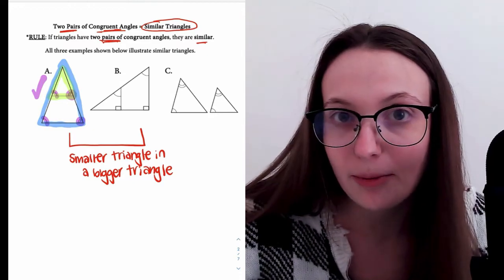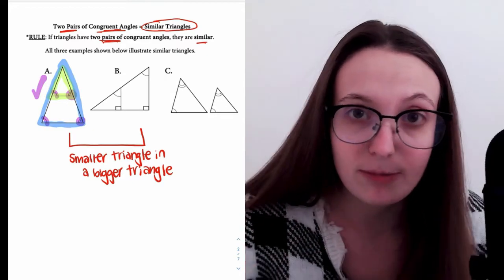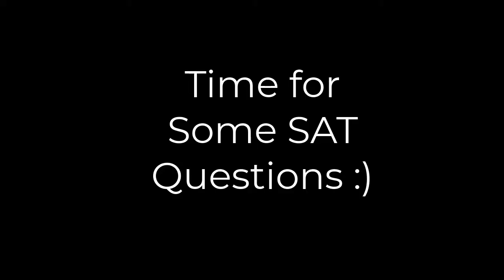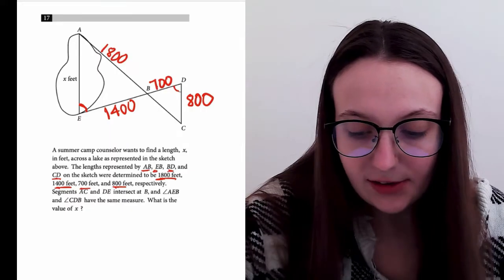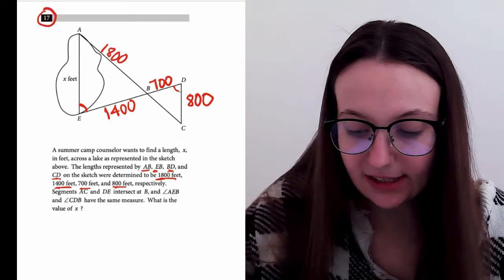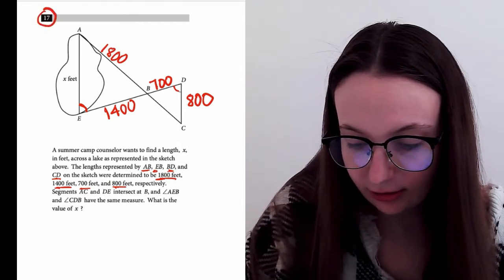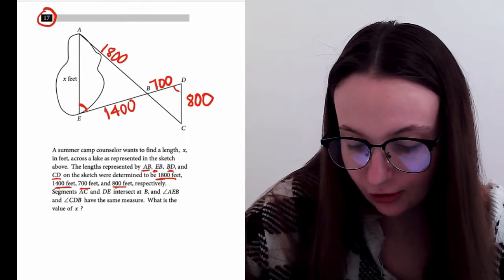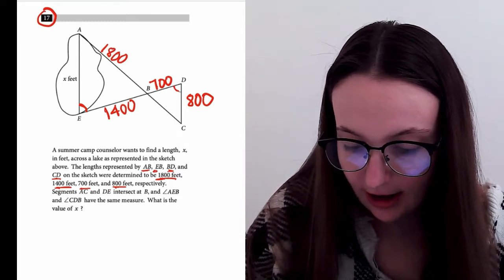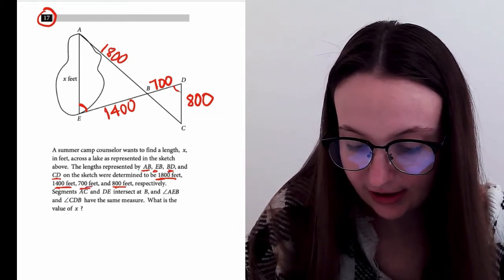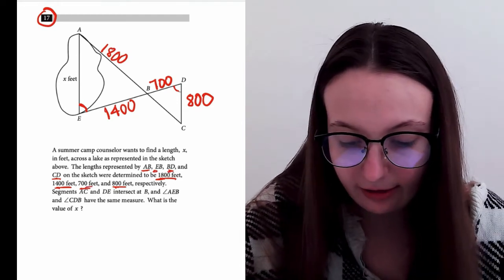Let me deal with the proportionality and all of the stuff that we've been talking about. Alrighty, so we're going to begin with question 17. So I just went ahead and labeled all of the sides that they told us. They told us that AB was 1800, EB was 1400, BD was 700, and CD was 800. So I just went ahead and labeled that.